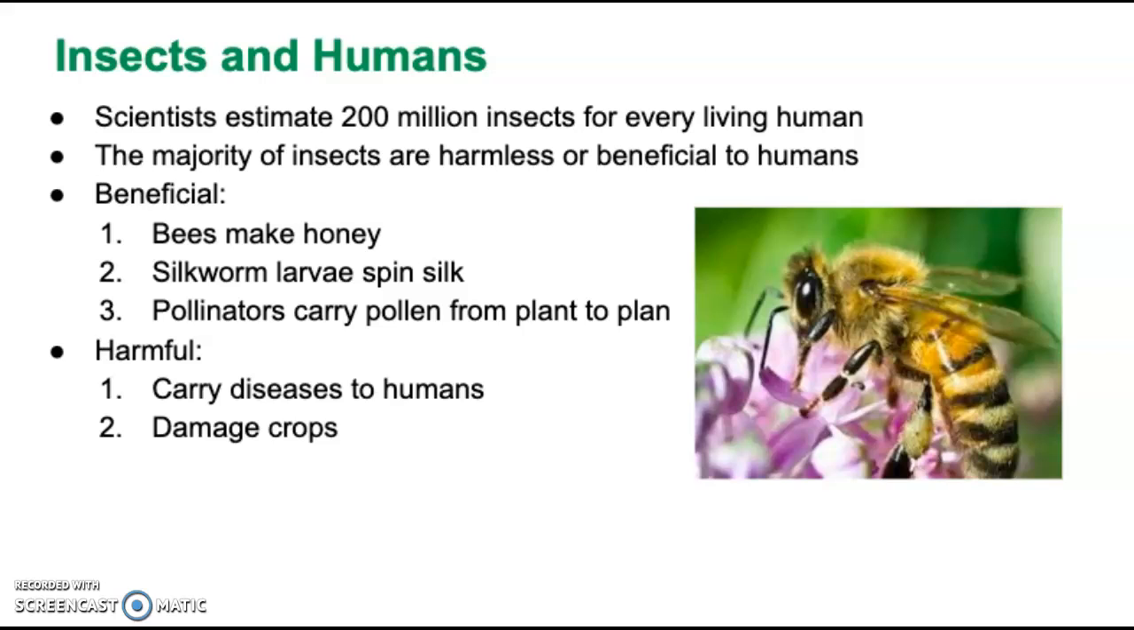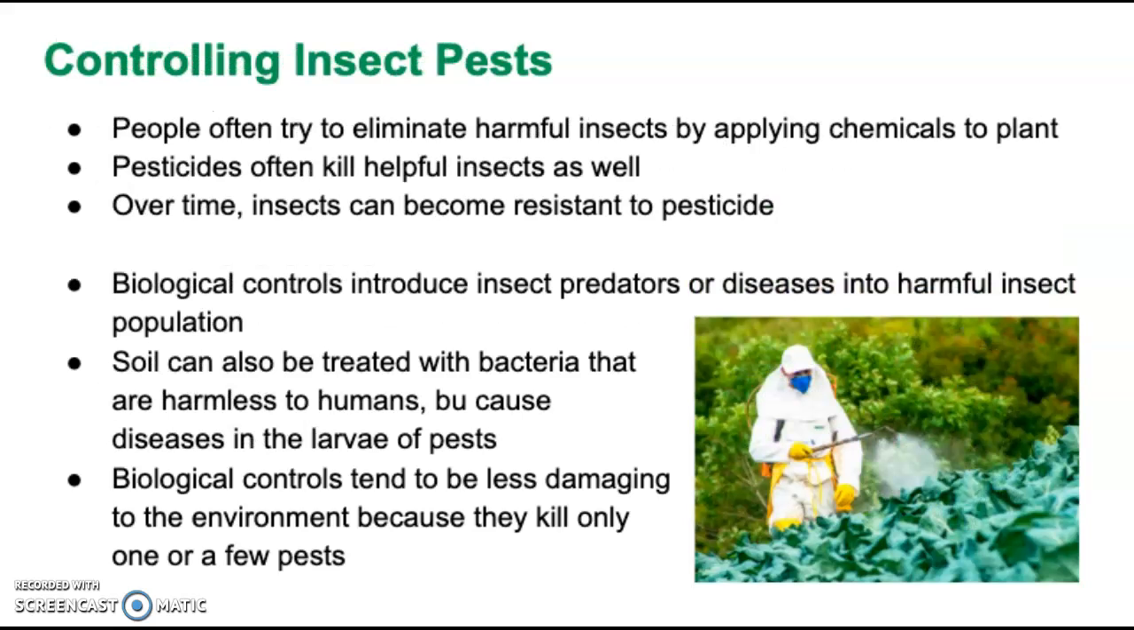There are certain insects, however, that are harmful to humans. There are insects that carry diseases like malaria. Mosquitoes carry malaria as they bite different humans. And there are many insects out there as well that damage crops. Because people don't like having their crops damaged, we've come up with a number of strategies to try to eliminate these harmful insects. One of the most common strategies used is applying chemicals to plants. Those chemicals are called pesticides.